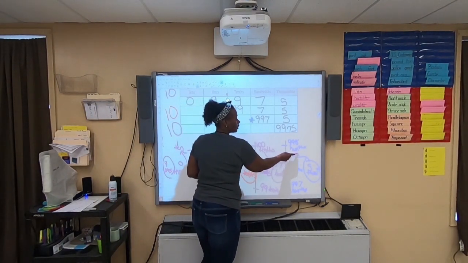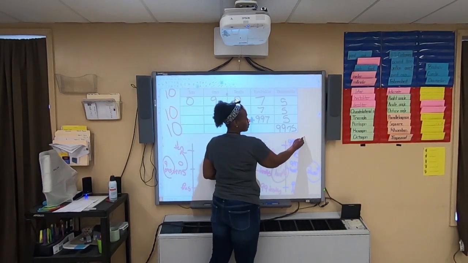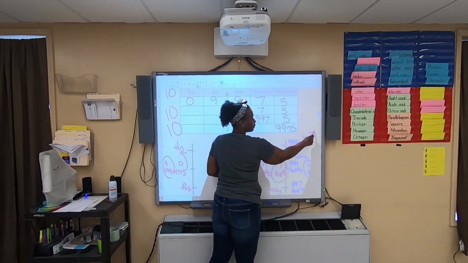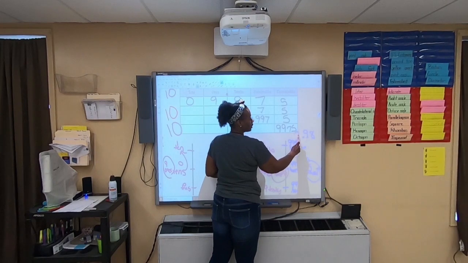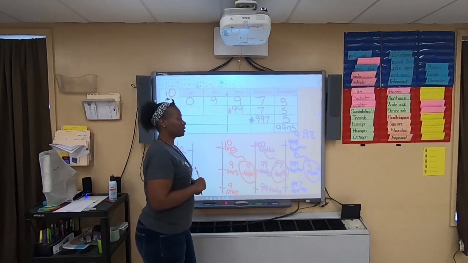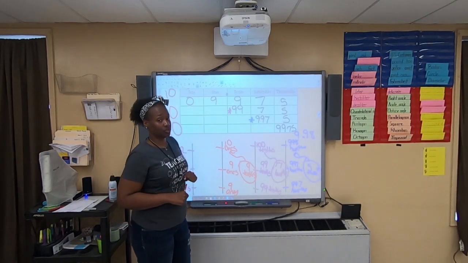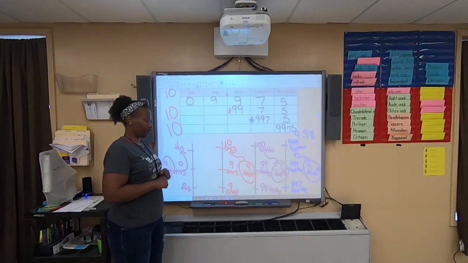Hundredths tells me I need 2 decimal places. 1, 2. That 8 gets to sit in the last one, which means everything else has to shift. So when we round to the hundredths place, we're going to get 9 and 98 hundredths. Okay?